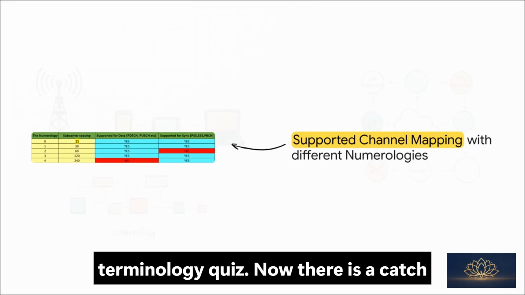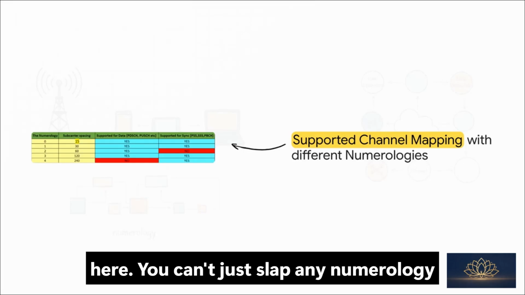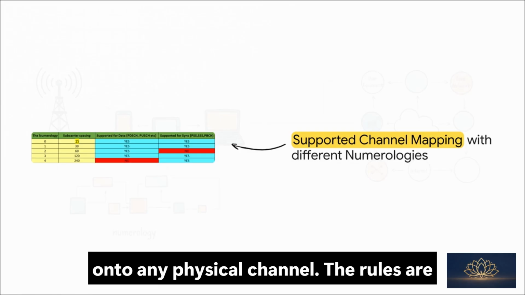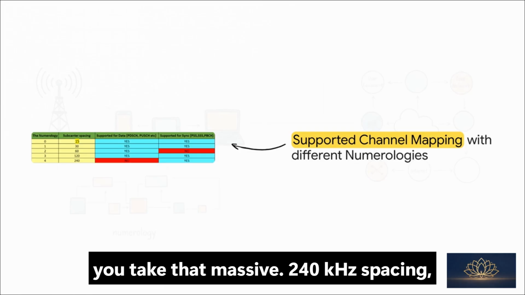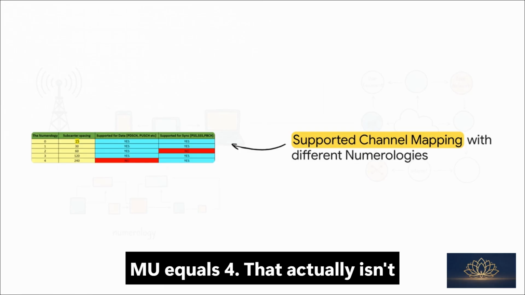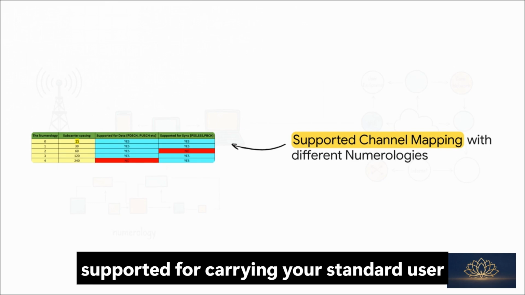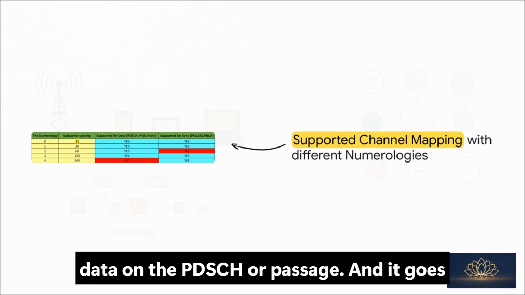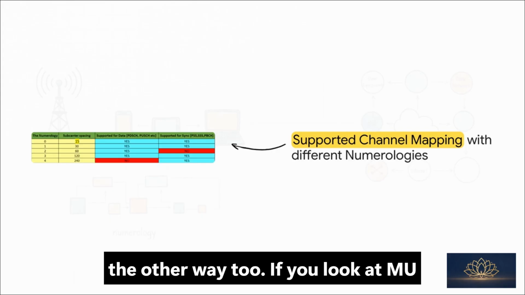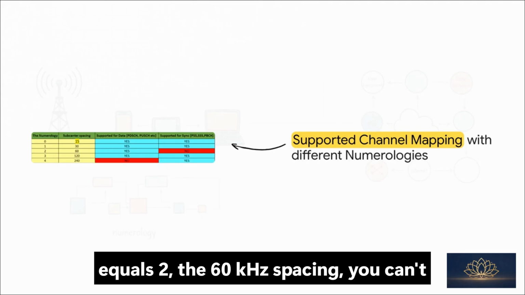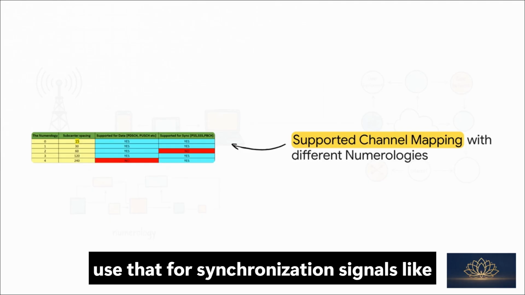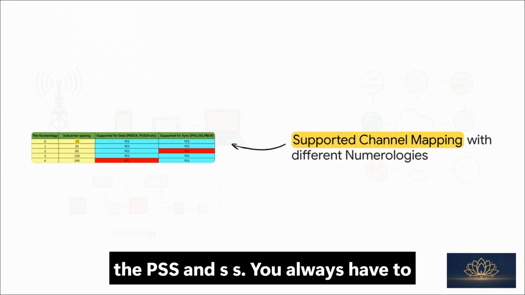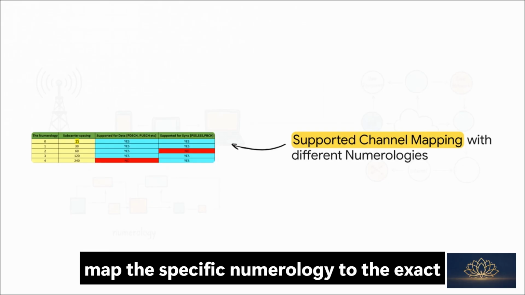Now, there is a catch here. You can't just slap any numerology onto any physical channel. The rules are actually pretty strict. For example, if you take that massive 240 kHz spacing, mu equals 4, that actually isn't supported for carrying your standard user data on the PDSCH or PUSCH. And it goes the other way too. If you look at mu equals 2, the 60 kHz spacing, you can't use that for synchronization signals like the PSS and SSS. You always have to map the specific numerology to the exact job that channel is designed to do.